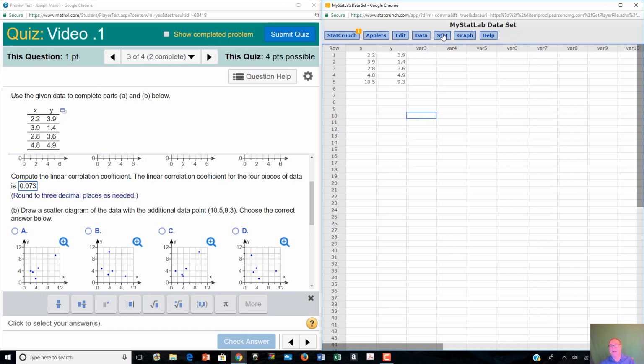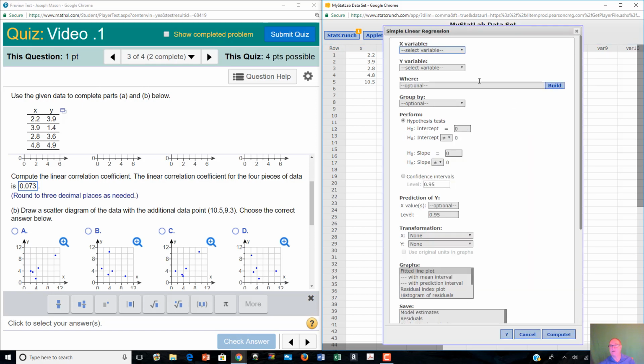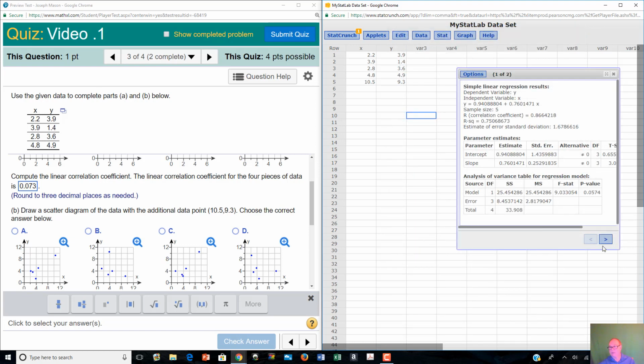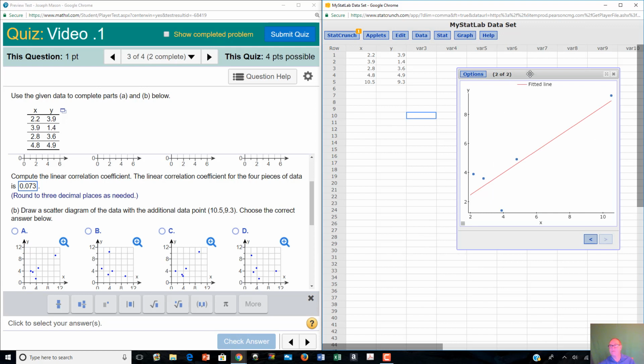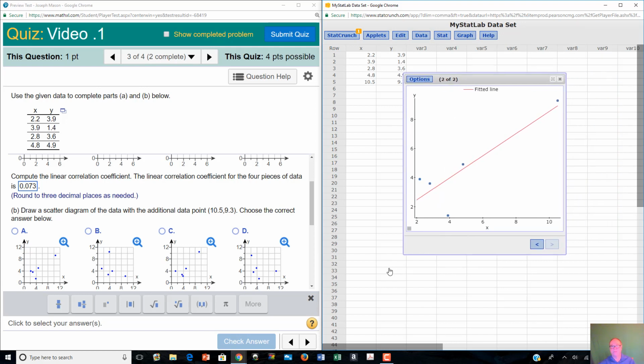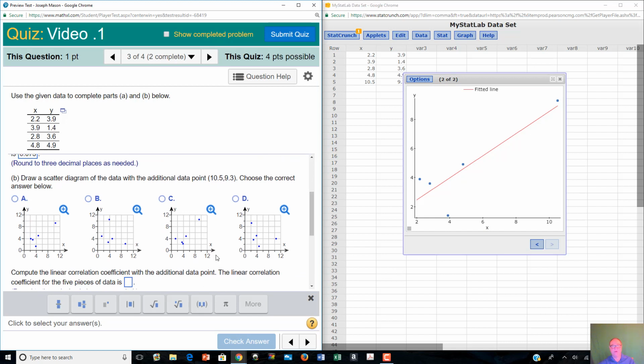Okay, now I'm going to go back and do the same thing I did before. Regression, simple linear, X, Y, click compute. Click the arrow to see the scatter plot. Now here's the new scatter plot. Okay. Now they want to know which one of these below would be it.